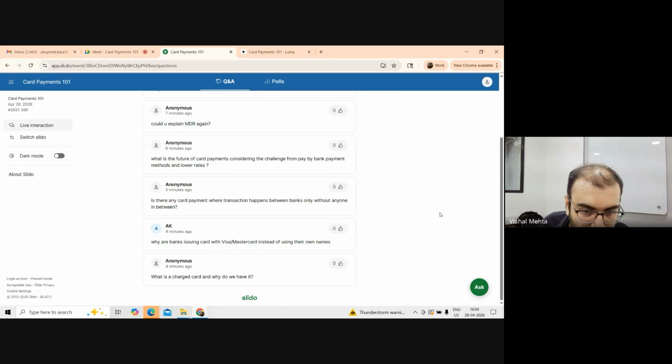Last one, why is a charge card and why do we have to have it? No, you don't have to have a charge card. A charge card is nothing but a step above a credit card. Anyone who's selling you a charge card will say that this card comes with an unlimited limit, right? There is no limit on it. It's a no limit card.